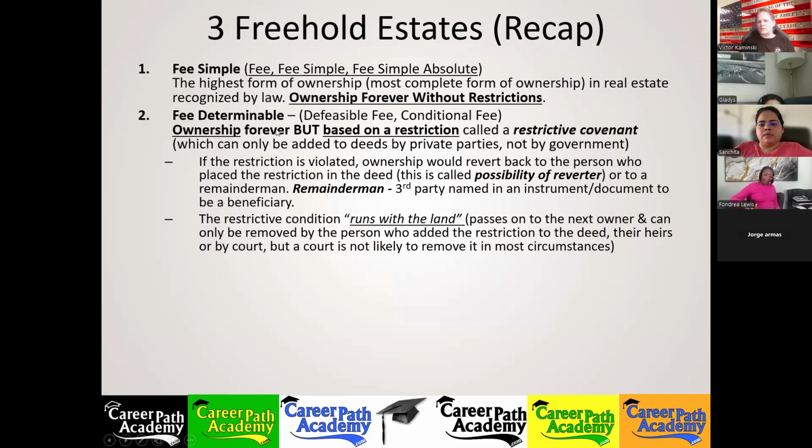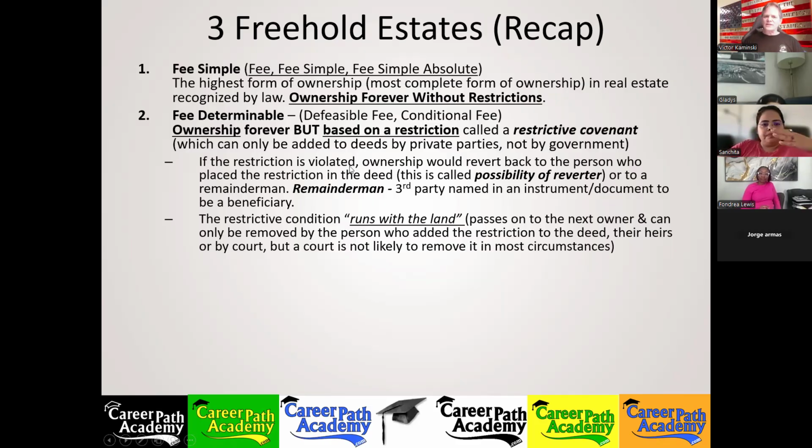Then we have the fee determinable estate that also goes by defeasible and conditional fee. It's ownership forever, but based on a restriction called a restrictive covenant, which can only be added to deeds by private parties. Governments cannot place restrictions in deeds. You need to know that. Only private parties can place restrictions in deeds. The owner of the property places the restriction on the deed when they sell it. Okay. Government does not place restrictions in deeds. Government has their own powers on how they could limit how you use your property through zoning ordinances, right?